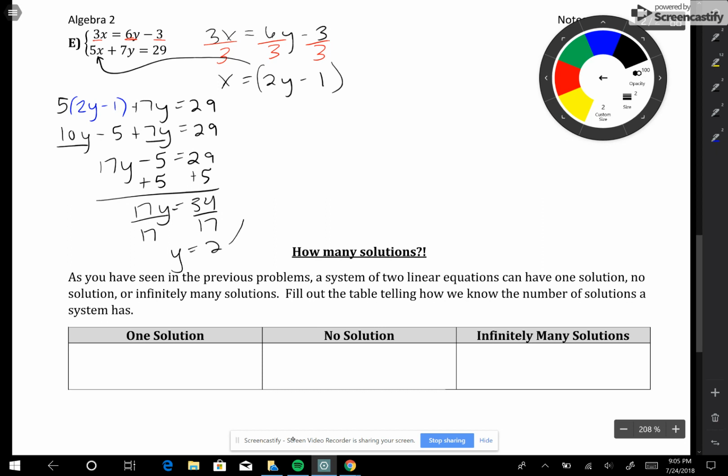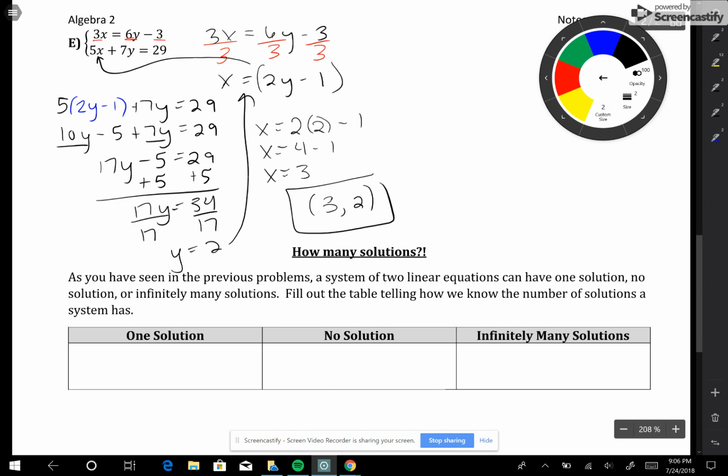Y equals 2, and I have an equation for x. So I go ahead and plug 2 in for y here. X equals 2 times 2 minus 1. Just put that 2 right there. X equals 4 minus 1, so x equals 3. So the point of intersection is the point 3, 2, and that has a solution.